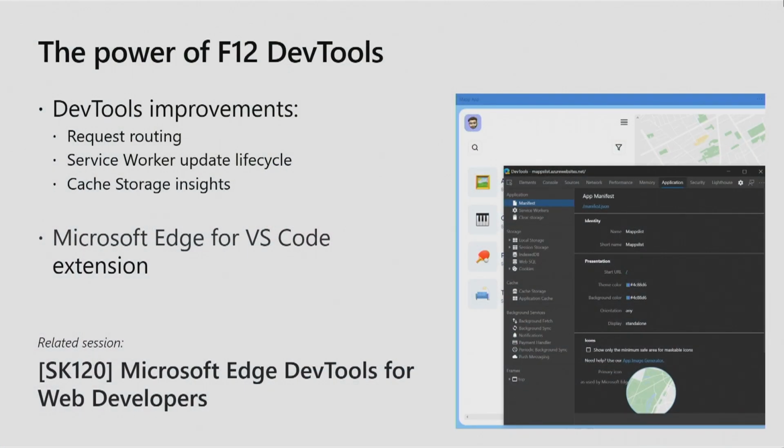In addition to the improvements to the web platform itself, we are also working on the tooling for the web, specifically for PWAs. So a few examples of this, we're introducing new tooling for service workers, cache storage, and more, with the goal of making your PWA development easier and faster. All of these tools are rolling out in Edge F12 developer tools, but it's also available for VS Code. If you do development in VS Code, we have a VS Code extension called Microsoft Edge for VS Code. And what that does is it brings the F12 developer tools right inside of VS Code.